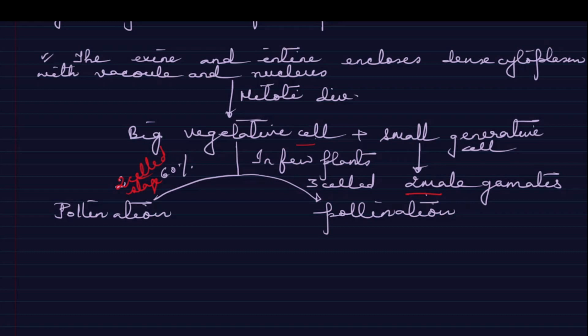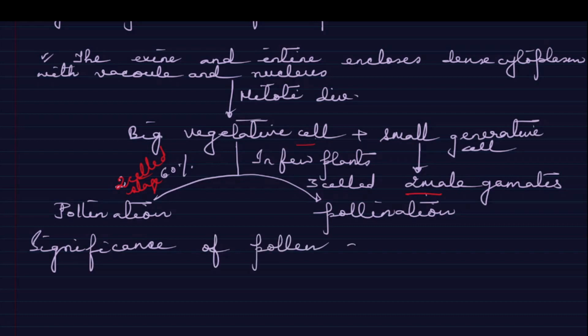Now we have to focus on another part of the question. Sometimes a question comes, that is significance of pollen grain. Today I shall end my discussion with this. Significance of pollen grain. When significance comes, you have to give both advantages and disadvantages. Good effect and bad effect.